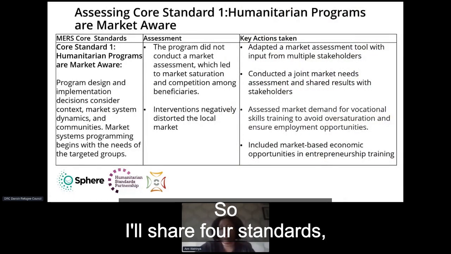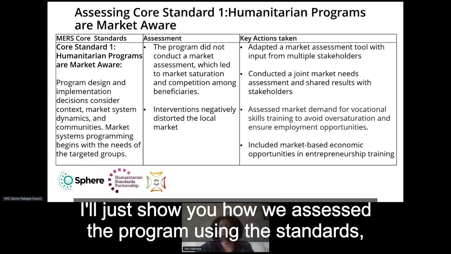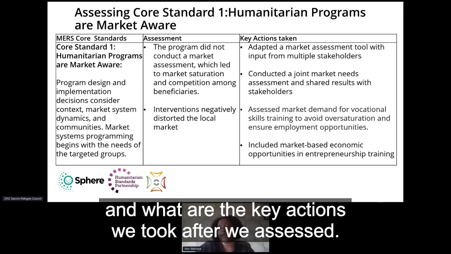So I'll share 4 standards. I'll use the MERS core standards. For those of you who are at the link, I'll just show you how we assessed the program using the standards and what are the key actions we took after we assessed.